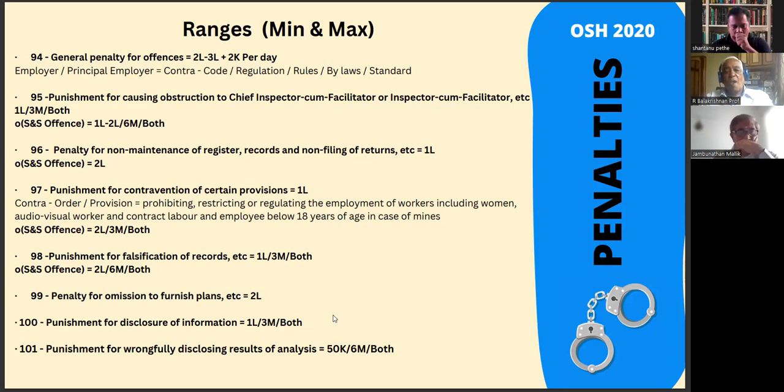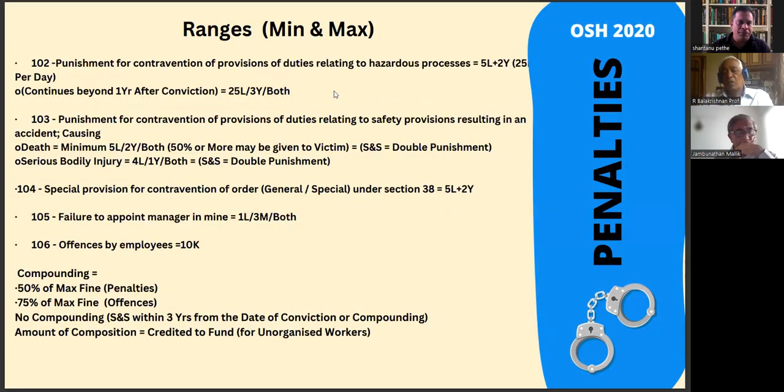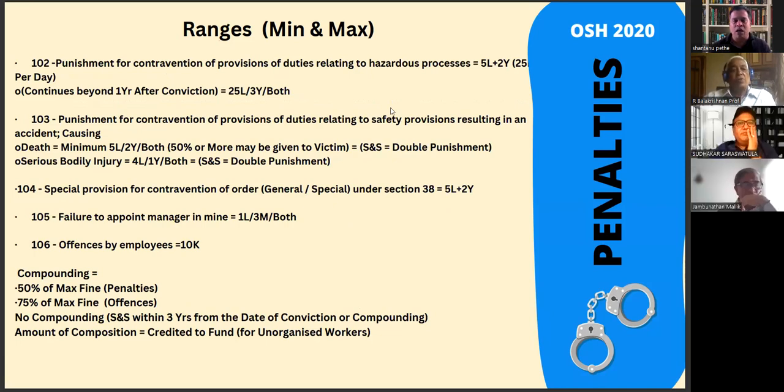Punishment for wrongfully disclosing the result of analysis. Certain analysis will be done, such as sampling, because OSH is all about factories, where there are hazardous substances, and many tests will be done. If you wrongfully disclose the result of that, there will be a penalty of 50,000, 6 months, or both. Then, punishment for contravention of provisions of duties relating to hazardous processes.